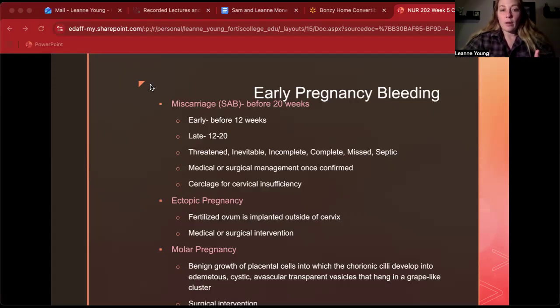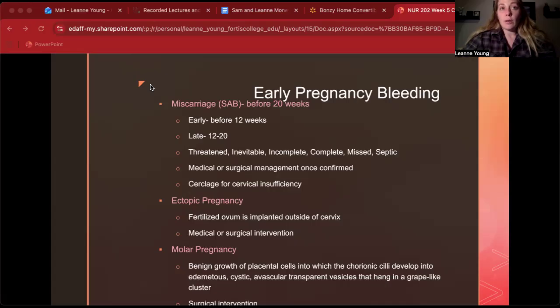There are different categories of miscarriage. There's threatened, inevitable, incomplete, complete, missed, and septic. So you guys can read about the different types in your books. We're just going to talk about the big picture here. Medical or surgical management is going to have to happen sometimes once confirmed. If it is an early indicator of a miscarriage, or a spontaneous miscarriage earlier than 12 weeks, sometimes moms will pass the fetus on their own, okay? And they don't need medical or surgical management.